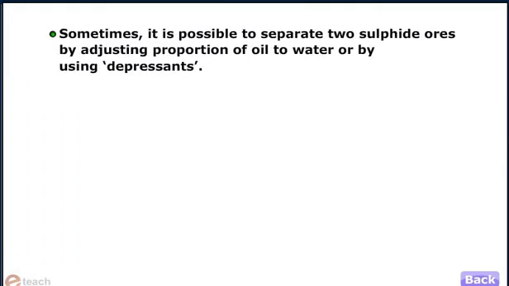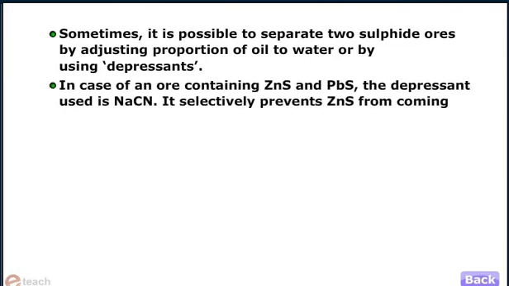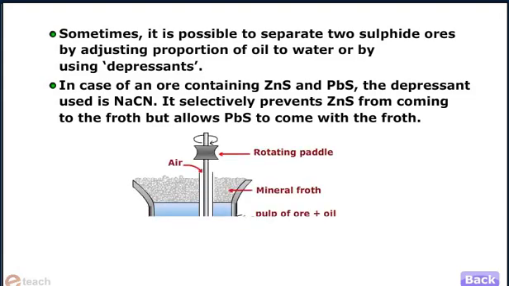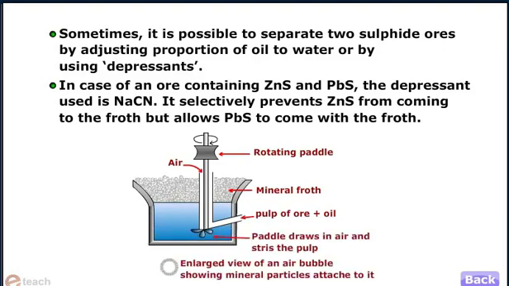Sometimes it is possible to separate two sulfide ores by adjusting proportion of oil to water or by using depressants. In case of an ore containing ZnS and PbS, the depressant used is NaCN. It selectively prevents ZnS from coming to the froth but allows PbS to come with the froth. The given figure shows the arrangement of froth flotation process.